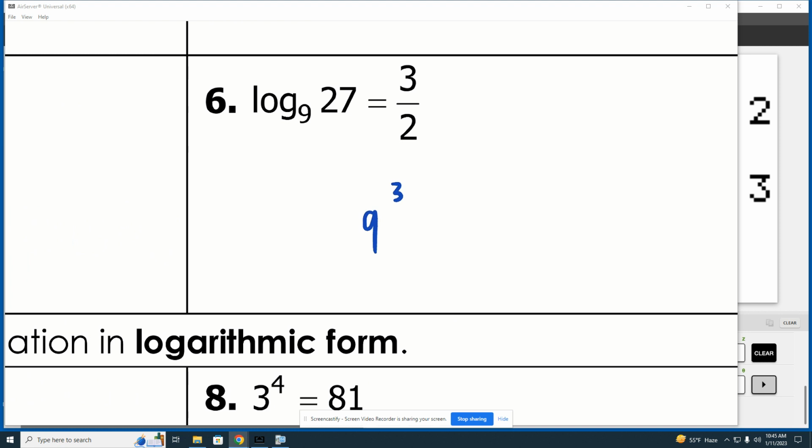Number 6, how would we write it? 9 to the 3 over 2 power equals 27. Absolutely true. Okay? Type it in.